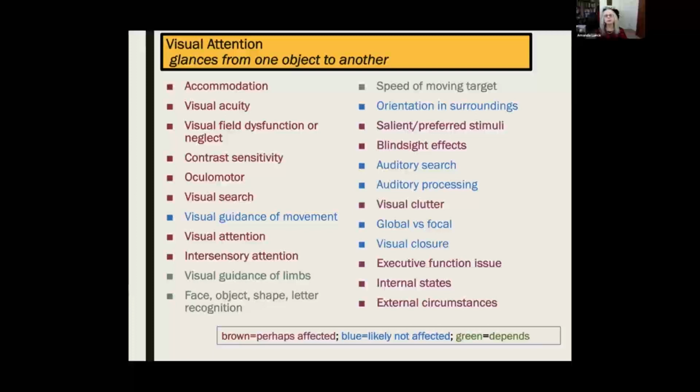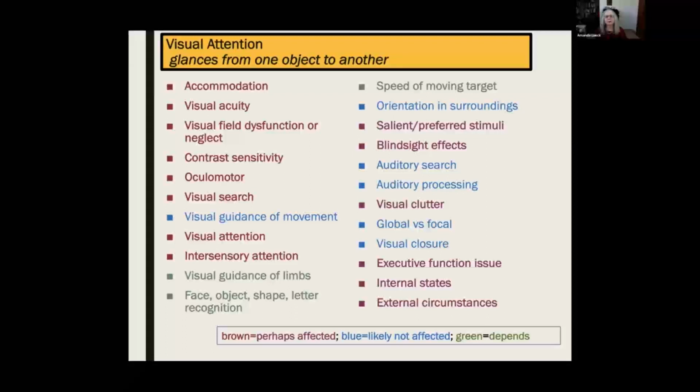Here's another one for visual attention: glances from one object to another. And many of these things are also involved in glancing from one object to another. That could be a manifestation of CVI. And I've listed those here in brown. And the ones in blue are likely not affected, and green depends. And I will tell you that as I kept going over this list, I kept changing what color I made those items because CVI is so complicated that it could be affected in some cases and not others.